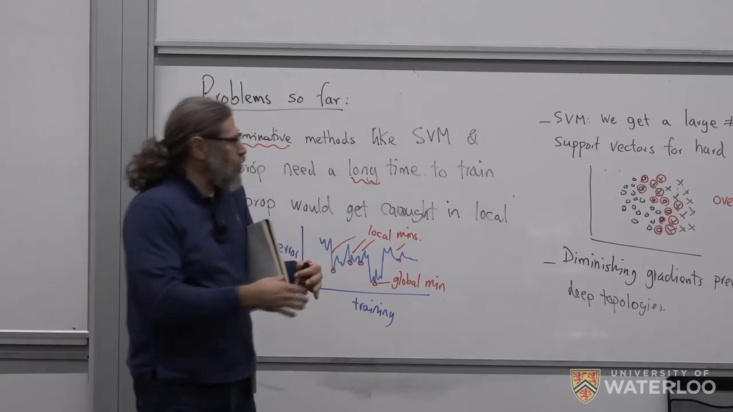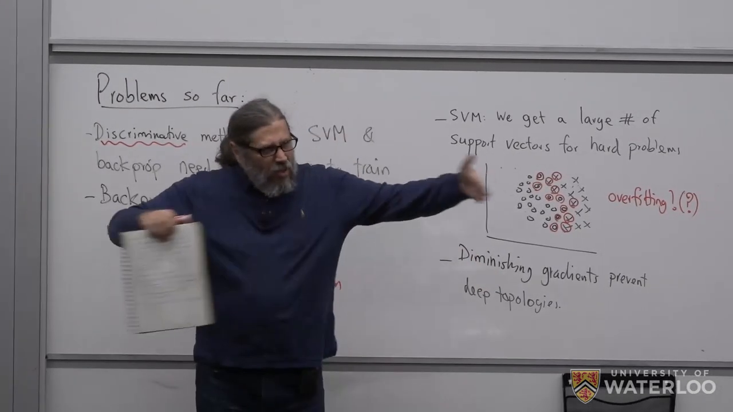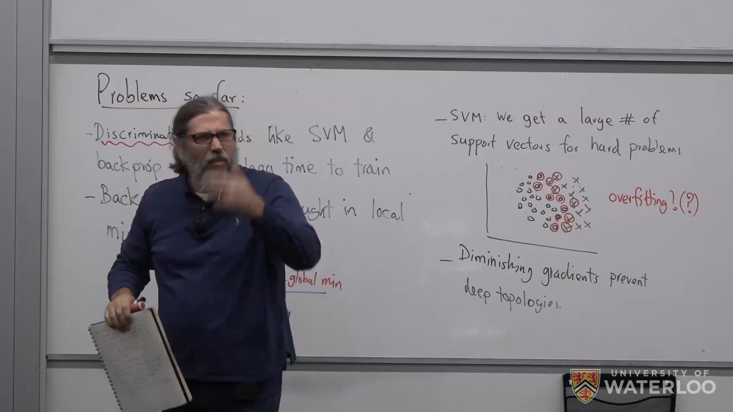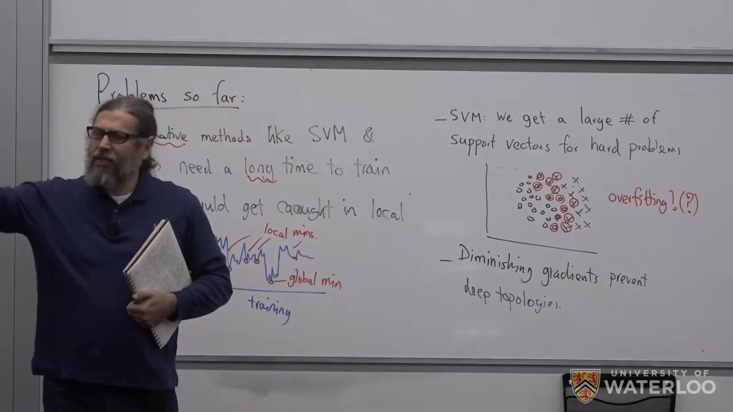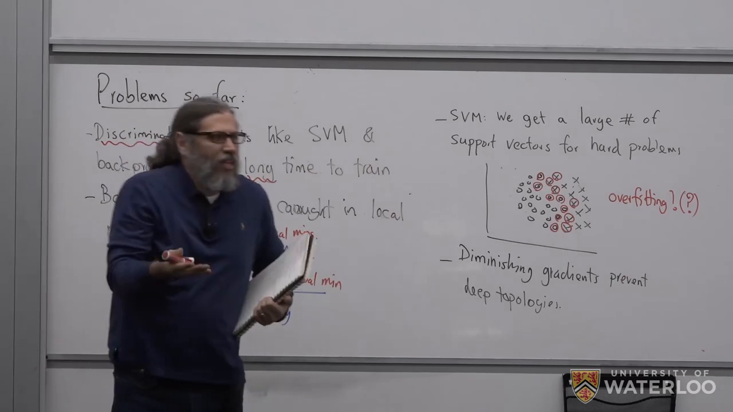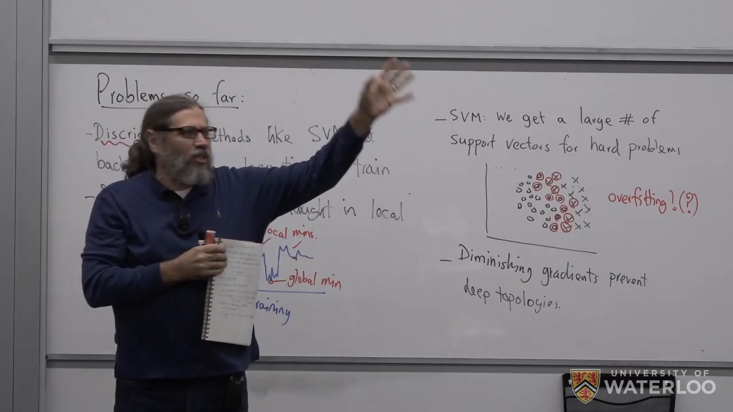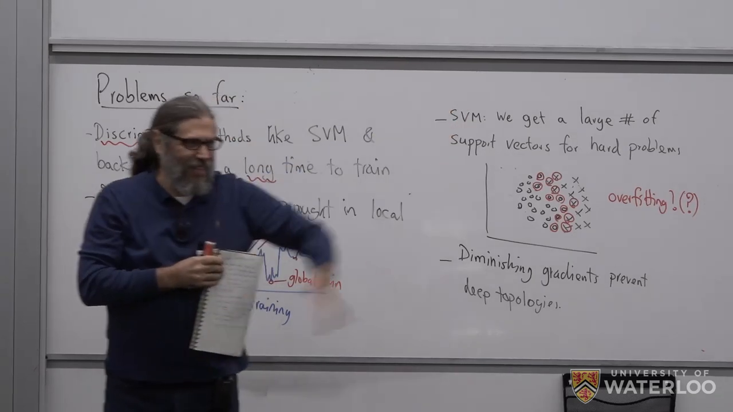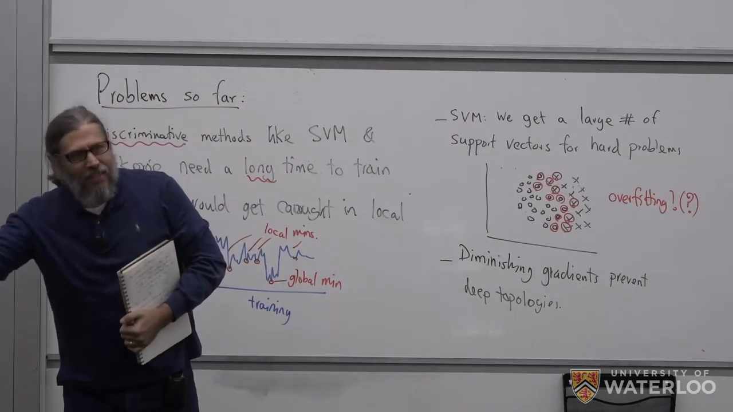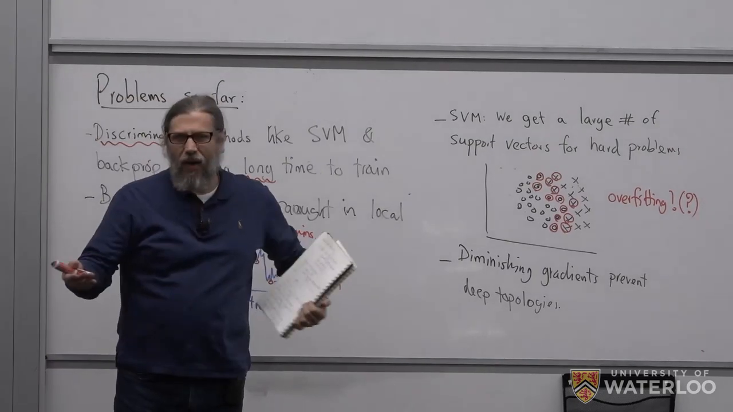Okay, we could do that, but then we realized, oh, if I really make it deep, then the gradients diminish. So I'm propagating the error from here to here to here to here to here. So at some point, nothing is left. So the guys at the beginning don't get blamed at all, because the guys at the end of the network, they pay for everything. So how do we deal with that?